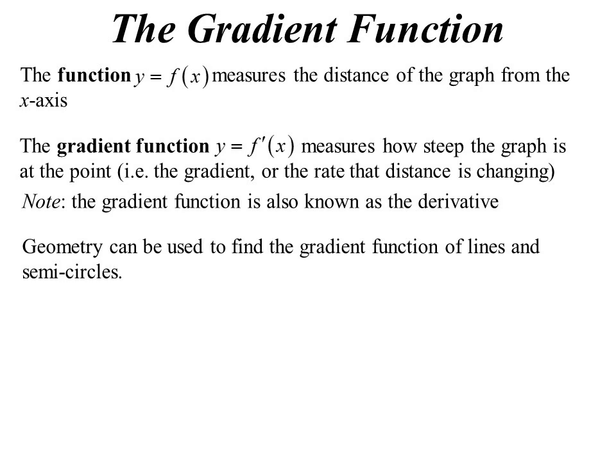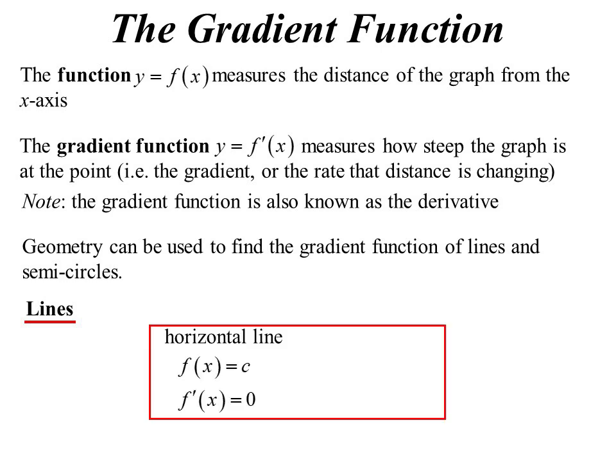We can do that quite easily with lines and semicircles. We use that as a starting point because if it's a horizontal line, the function is a constant number. I also know the slope of a horizontal line is 0, so I don't really have to do anything. The gradient function will always be 0. If it's an oblique line, we know all oblique lines can be written in the form y equals mx plus b, and the slope of the line is m. So the gradient function would be m, whatever the slope is. So lines are very easy.